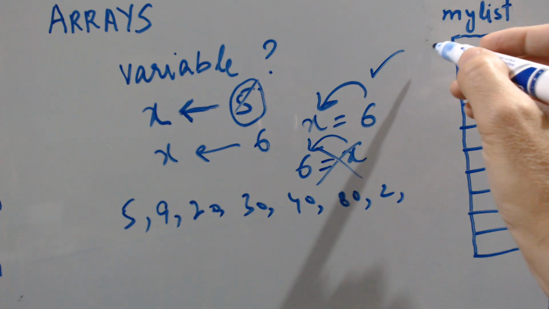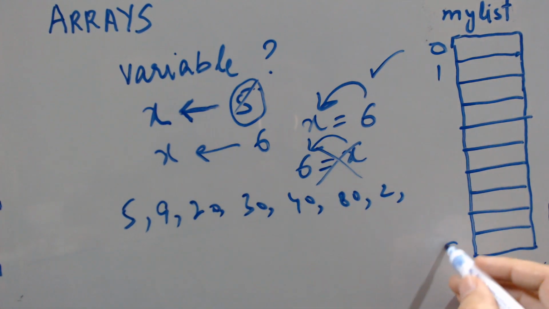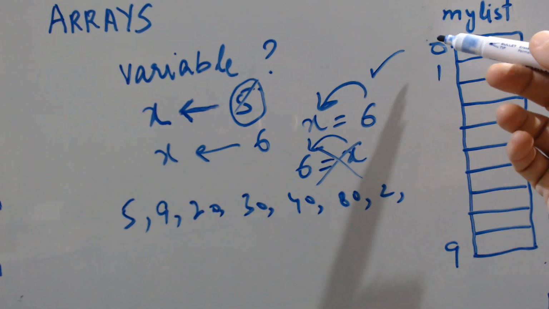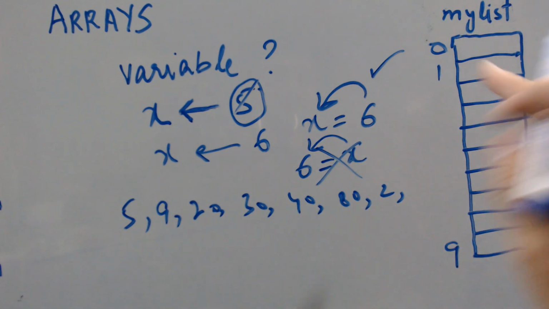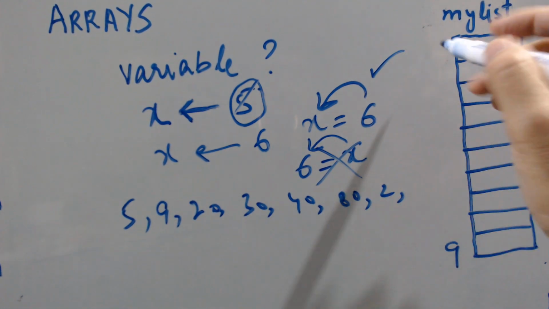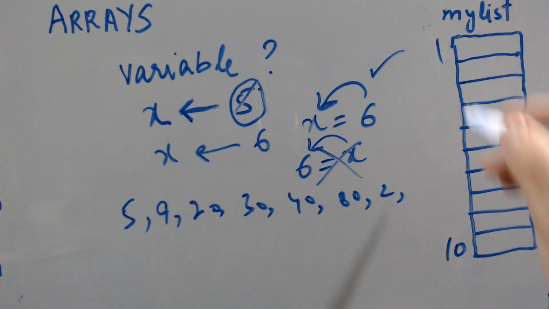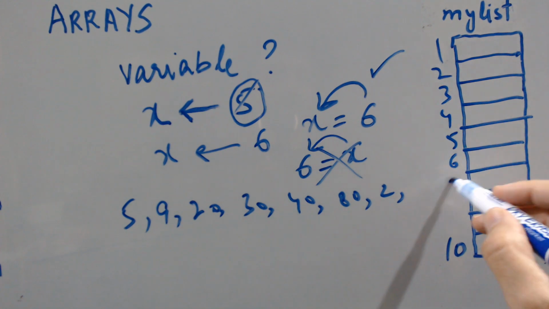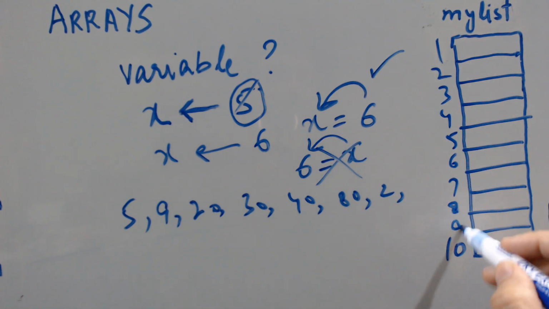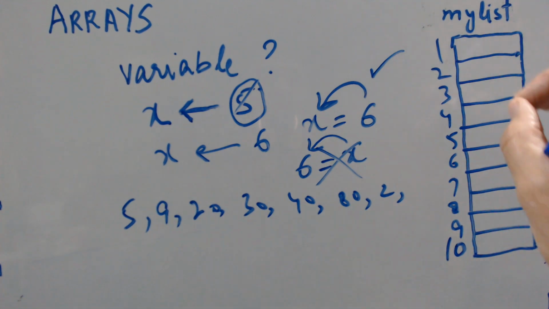So you can either start it from 0 to 9. Of course, I'm starting it from 0 to 9. That means it can store 10 values, but you can also start it from 1. So you can have the last value as 10: 1, 2, 3, 4, 5, 6, 7, 8, 9 and 10. So this array can store 10 values.